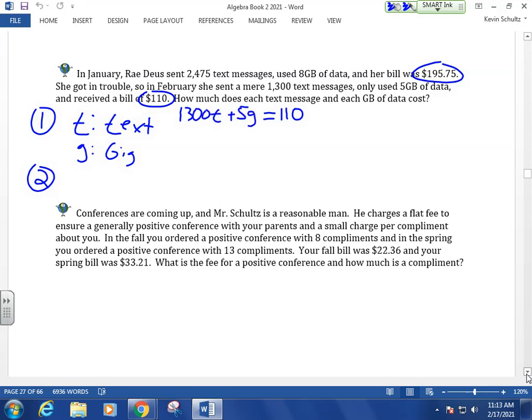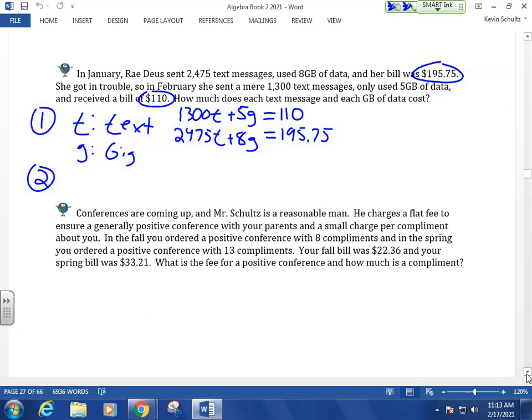1,300T plus 5G made up that bill of $110. Okay. Our other total, which was 195.75, what went into that? Someone knew. Lauren. 2,475 text messages and 8 gigs of data. Okay.